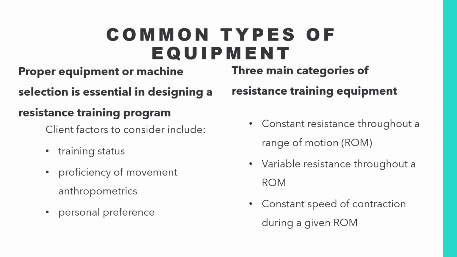Although many variables must be taken into consideration when designing a resistance training program, choosing the proper equipment or machine is essential. The choice of modality should be based on several factors, including your client's training status, are they beginner, intermediate, or advanced, proficiency of the equipment, anthropometrics like height and weight, and personal preference.